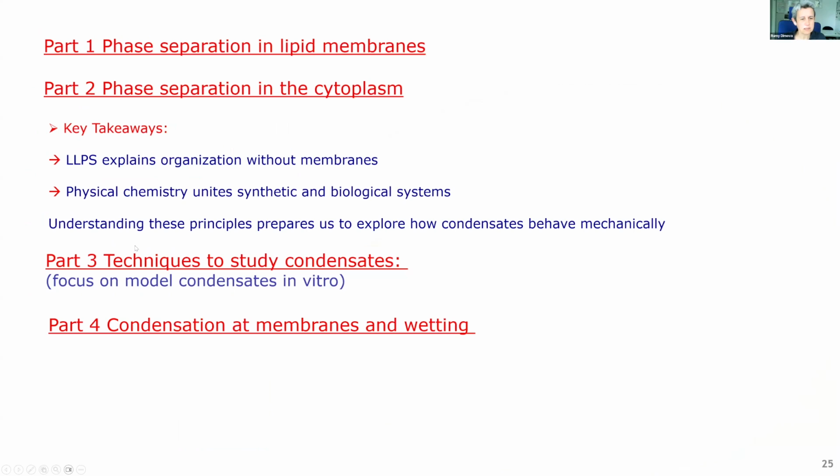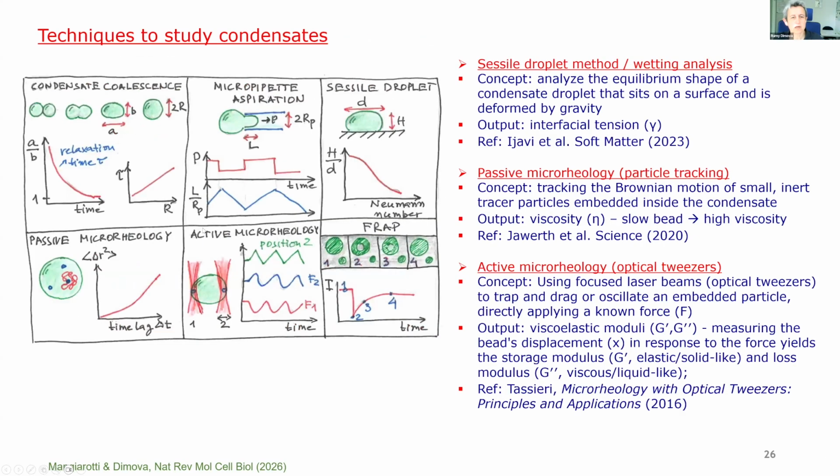And with this, I come to the next part, which is techniques that can be used to study condensates. And I'll mainly focus on model condensates in vitro. Here's an overview slide of 6 different techniques. On the following slides, I'm going to focus on condensate coalescence, micropipette aspiration, and FRAP.